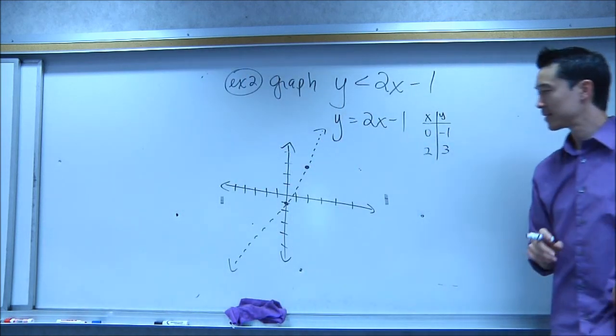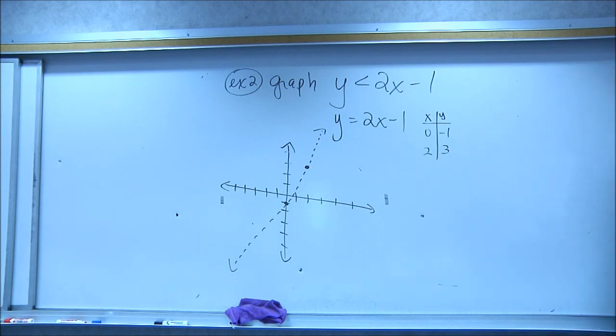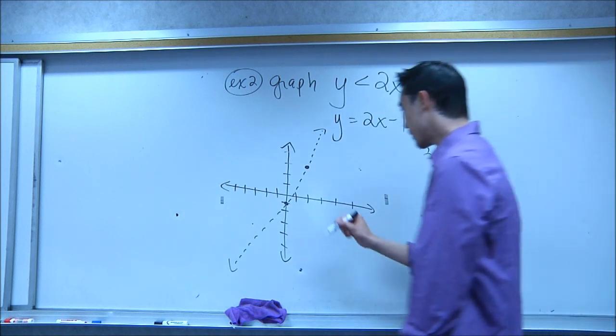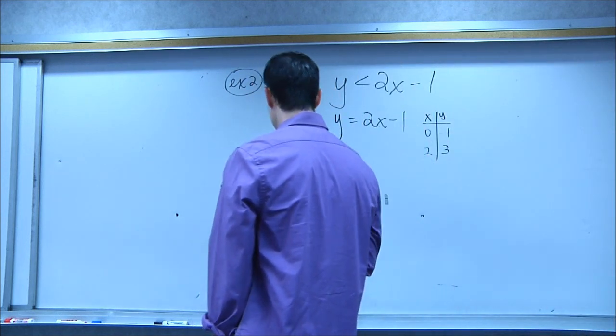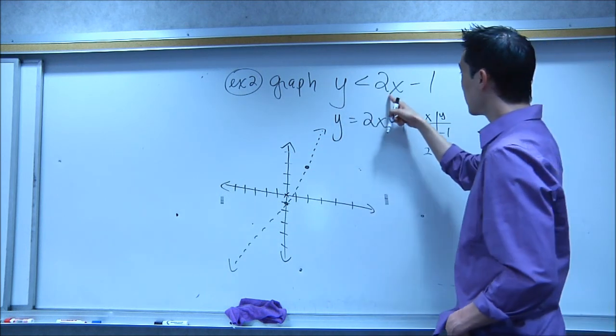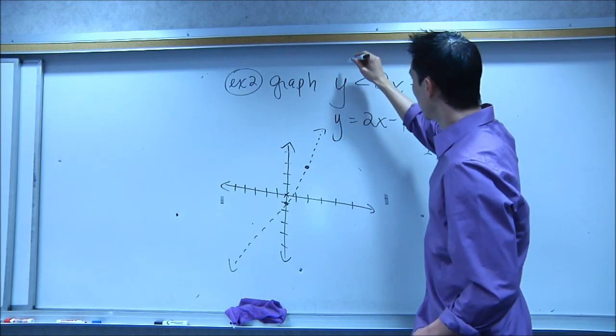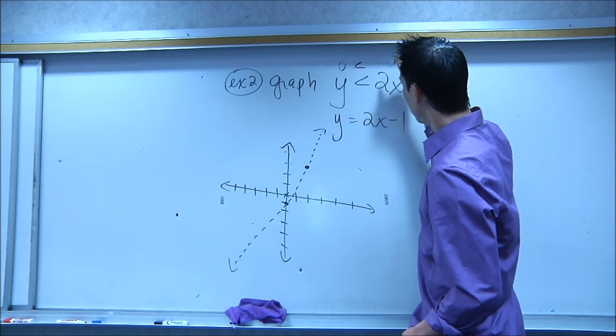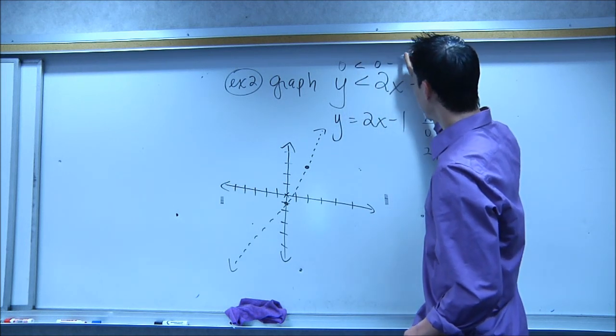Okay? Now, step number two is I'm going to pick a test point. You can pick any test point you want as long as it's not on the line, okay? So what test point would you like to pick? Sure, we can pick 0, 0 again, as long as it's not on the line. I'm gonna use 0, 0. And the question is, when I plug in 0, 0, is it true or false? So is 0 less than 2 times 0 minus 1?